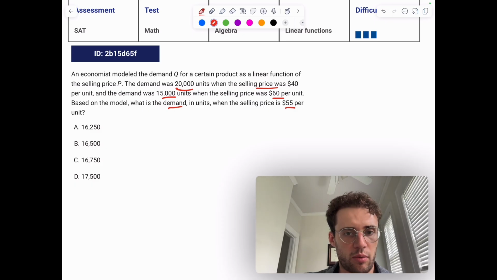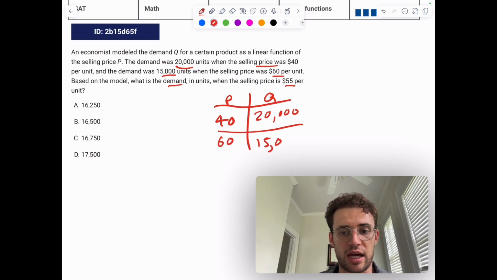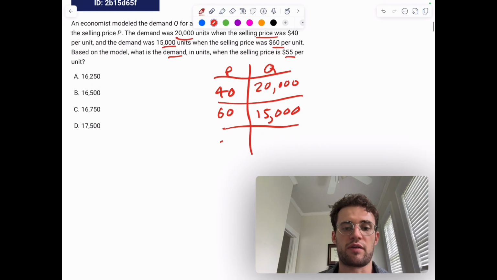All right, so when the selling price is 40, they give us the demand as Q. This is like an economics problem. The demand would be 20,000. When the price was 60, the demand goes down to 15,000. That makes sense. If it's more expensive, fewer people would want to buy it. And now we're trying to figure out 55.